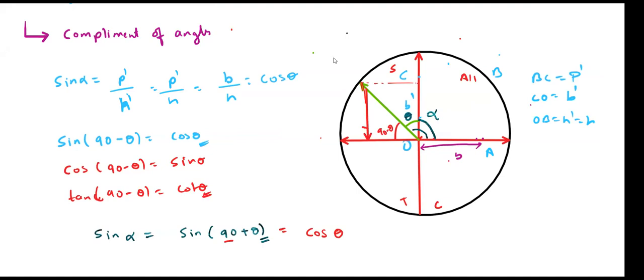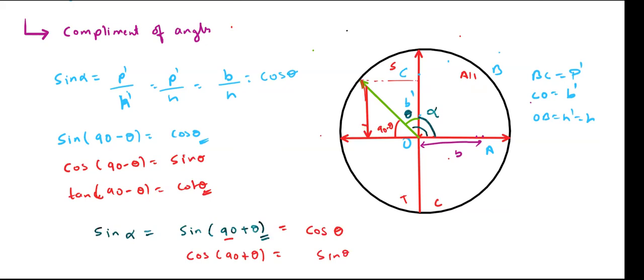Got it? Now, let us talk about cos 90 degree plus theta. We know that cos 90 plus theta is obviously sine theta, right? Because the ratio will complement. But is cos positive in the second quadrant?